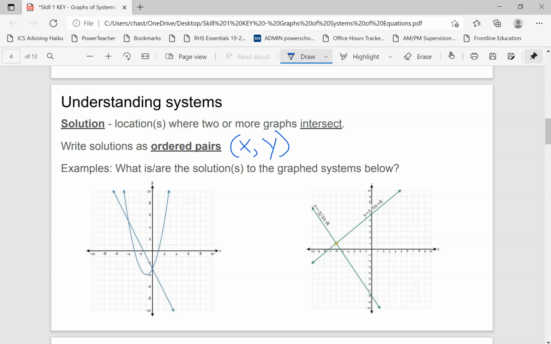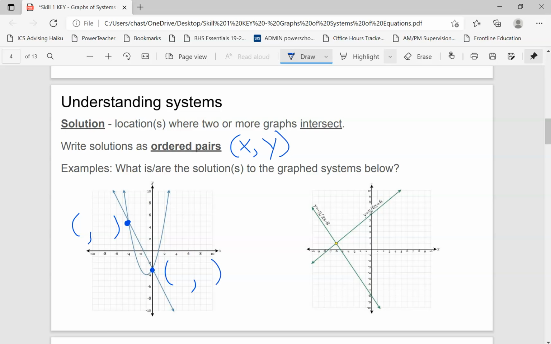So looking at these two examples, let's determine what the solution or solutions are to the system. If I look at this first one, I have a line intersecting with a parabola in two locations. So we're going to have two solutions for this one. So I'm going to write the ordered pair for each one of these solutions.